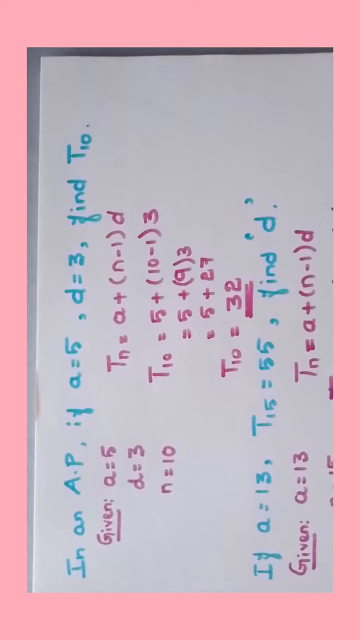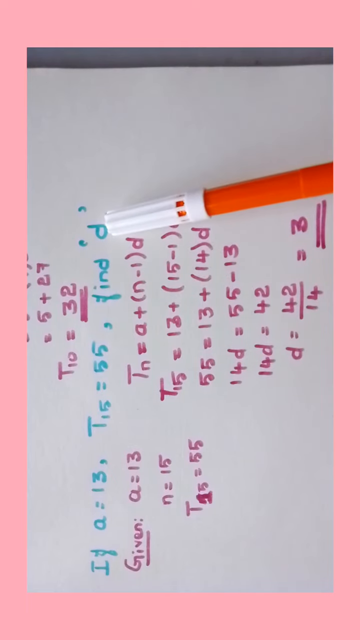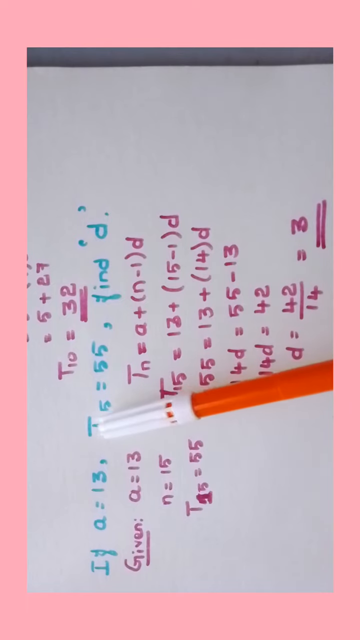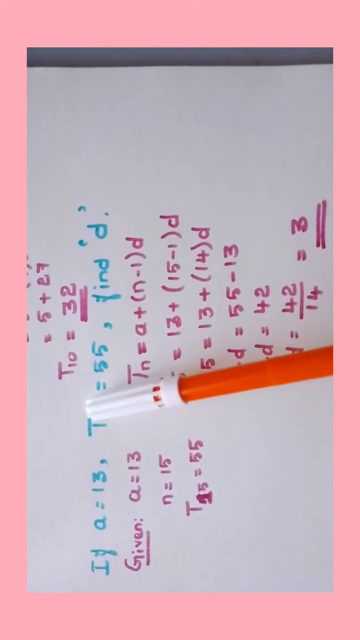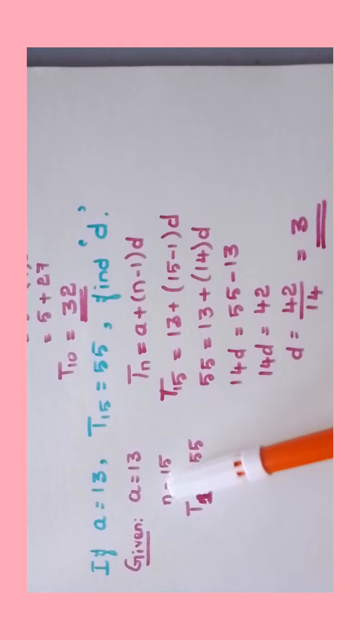We'll move to another sum. If A is equal to 13, T15 is equal to 55, find D. That is, the common difference we have to find out. A is given. Whenever you find something like T15 or T10, this number stands for the n value. So here n is 15, and T15 is given, that is 55. Using all this we can calculate the D value, the common difference.